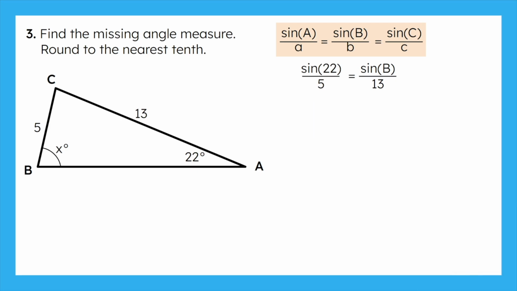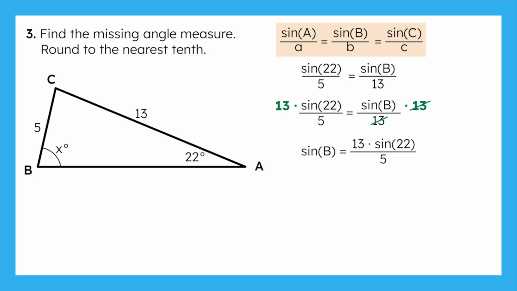To begin isolating the variable, I multiplied both sides by the denominator of 13. The 13's canceled, and I rewrote the equation as sine of B equals 13 times the sine of 22 divided by 5. Now, I could calculate that right-hand side as a decimal first, which would give me about 0.97398, and then take the inverse sine of that decimal value.